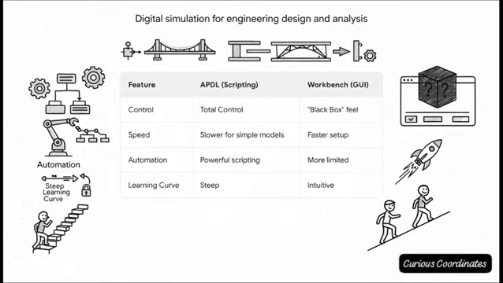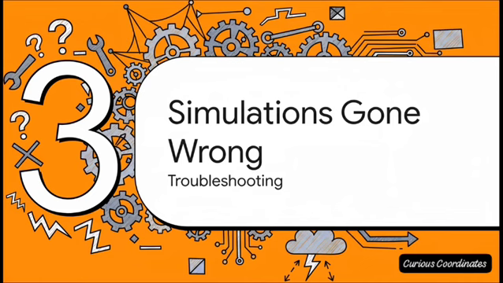So here's the deal. With scripting, you get this unbelievable control and the power to automate really complex, repetitive stuff. But, man, the learning curve is steep. The graphical interface Workbench is way faster for setting up simpler models, and it's easier to learn. But some old-school engineers feel like it can be a black box, hiding what's really going on under the hood. But here's the thing you have to remember. Simulation is not a magic button. It's a craft. It takes expertise, intuition, and a whole lot of troubleshooting.